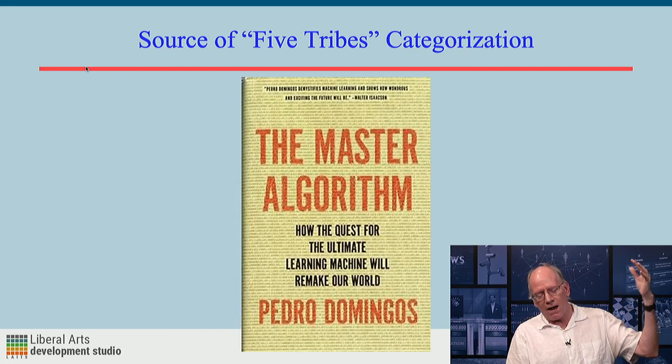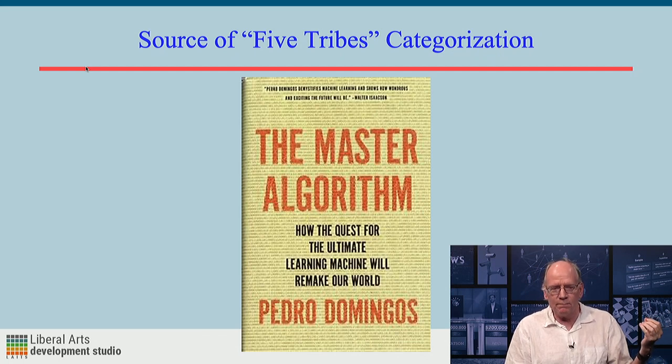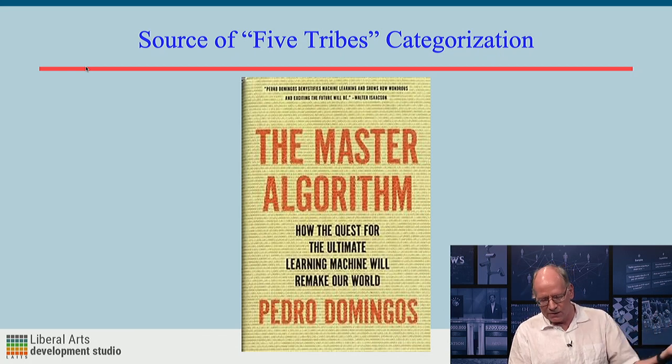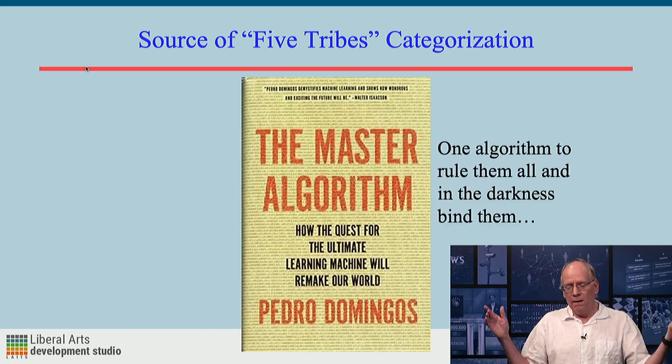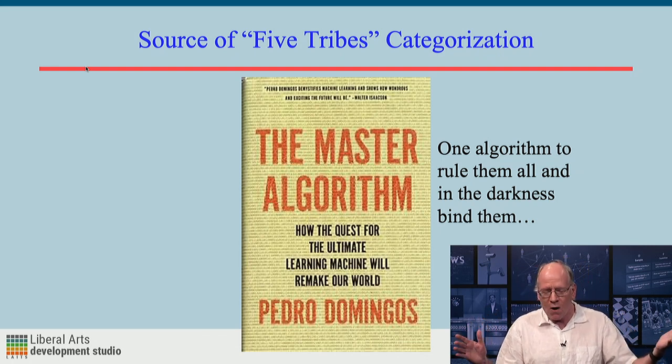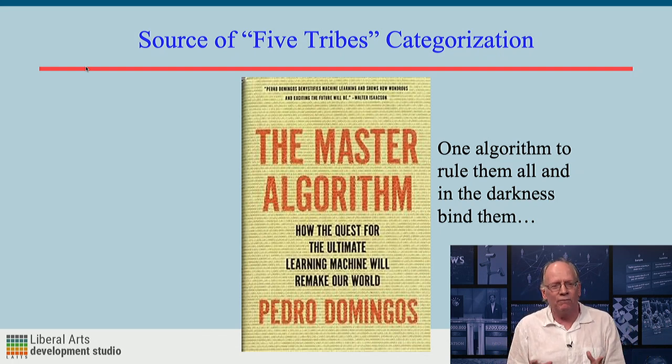I get this 5-way categorization from a popular book on machine learning that Pedro Domingos published a number of years ago. He calls it the 5 tribes analysis. He calls his book The Master Algorithm: How the Quest for the Ultimate Learning Machine Will Remake Our World. I actually consulted with Pedro when he was writing this book. He acknowledged me at the end for providing him feedback. Well, one of the initial feedbacks I told him is, Pedro, I don't like the title of your book. Being a Tolkien and Lord of the Rings expert, I said, it sounds like one algorithm to rule them all and in the darkness bind them. I said, this is a really bad cover story to put.